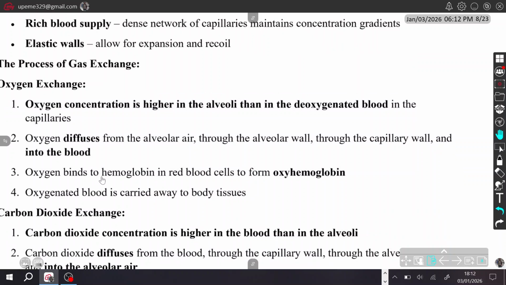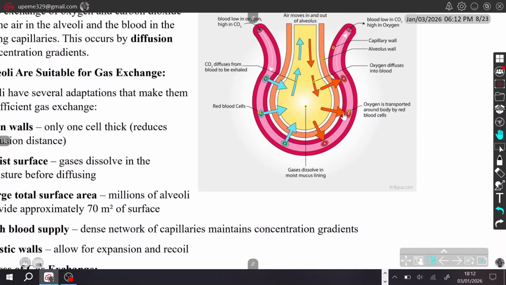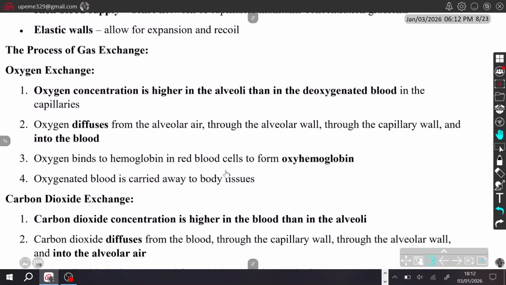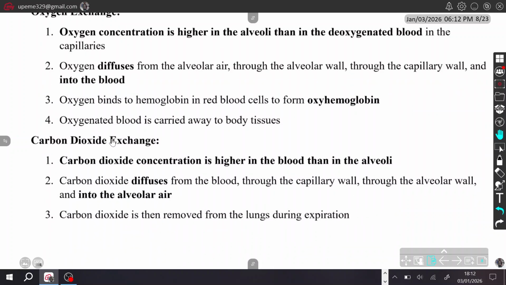Oxygen binds to hemoglobin in red blood cells to form what is known as oxyhemoglobin. So once this oxygen enters, it will go to a red blood cell, and inside the red blood cell it will bind or join with the hemoglobin to form one substance called oxyhemoglobin. So oxygenated blood is carried away to body tissues. That's what happens with the process of gaseous exchange in terms of oxygen. Now let's talk about carbon dioxide exchange.